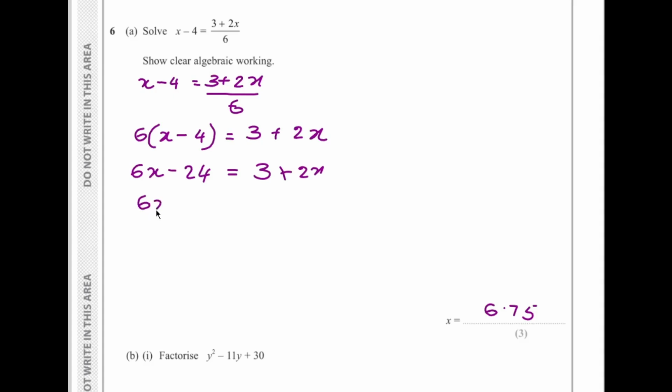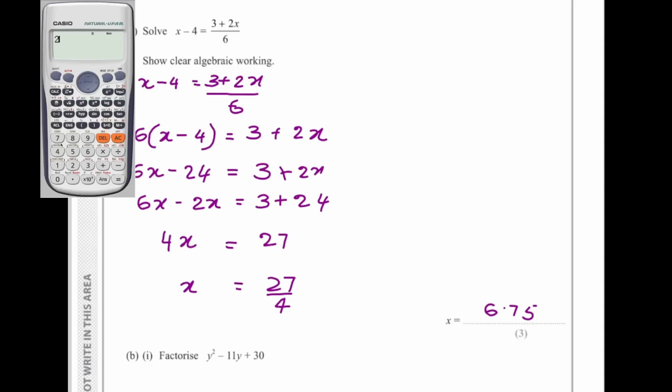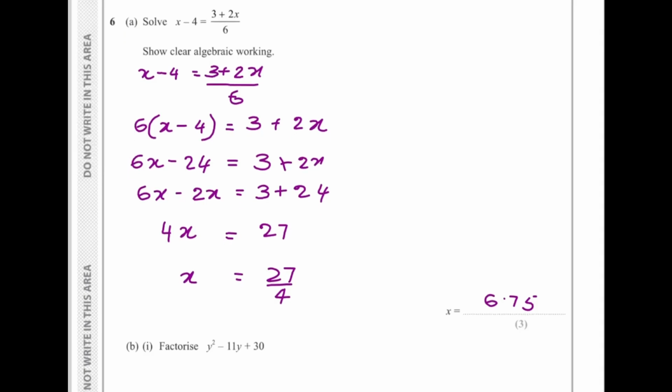Then I'm getting 6x minus 2x equals 3 plus 24. 6x minus 2x, I'm getting 4x. This is 27. Then I'm getting x as 27 over 4. Now let's check whether the answer is correct. Use the calculator. 27 divided by 4 gives the answer as 6.75, which is correct. Then we are fine. Let's move on to part B.